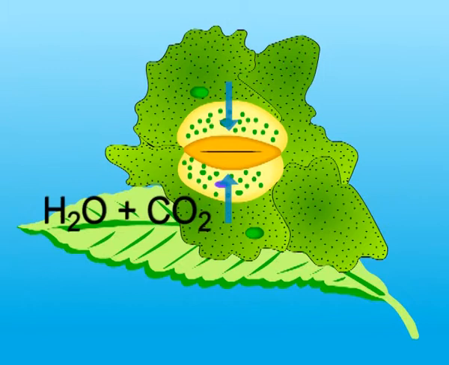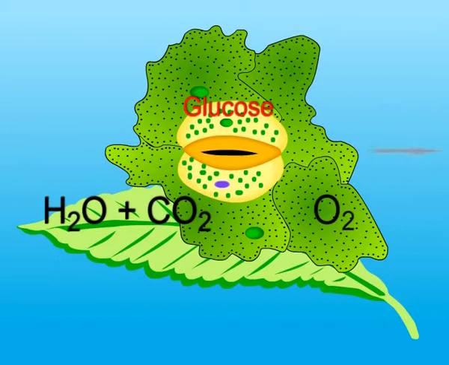The raw materials of photosynthesis, water and carbon dioxide, enter the cells of the leaf, and the products of photosynthesis, sugar and oxygen, leave the leaf. In simple words, it involves the conversion of stored energy of the sunlight, water and carbon dioxide into glucose, which is an organic compound, and release oxygen in the process.